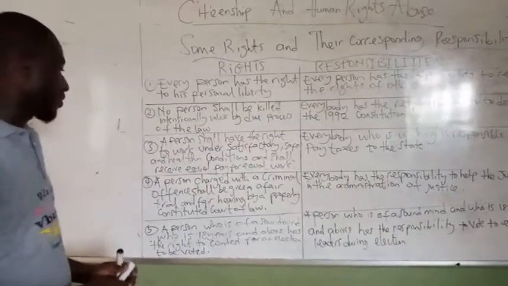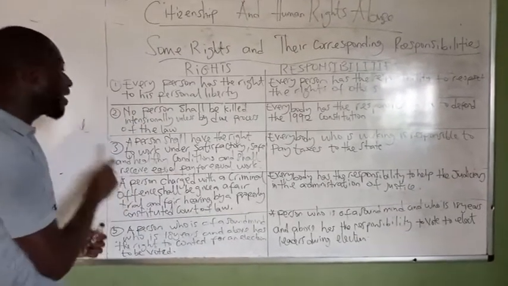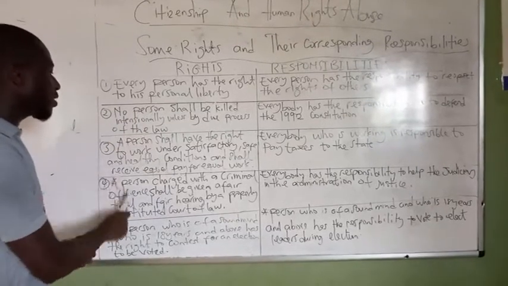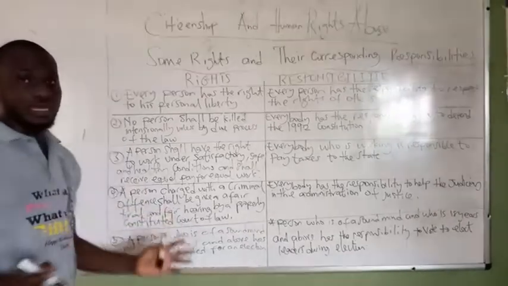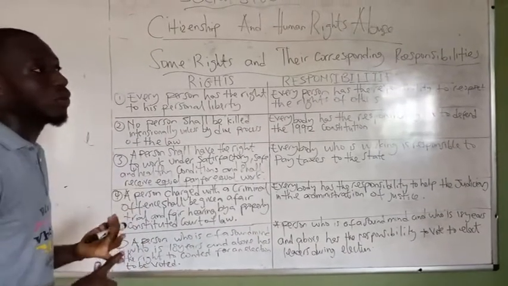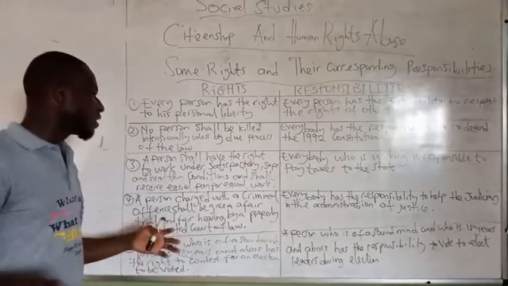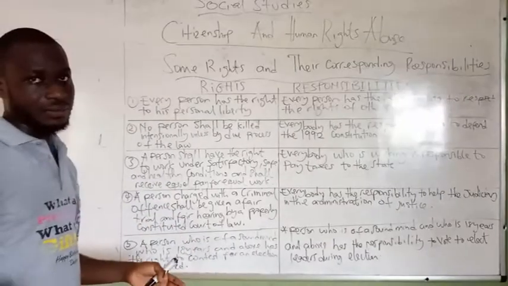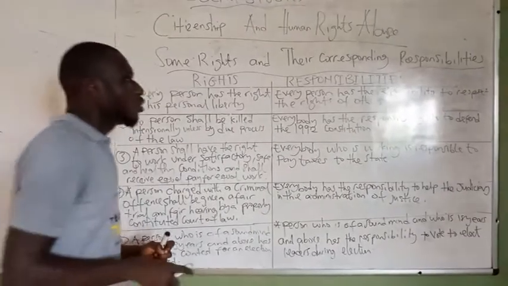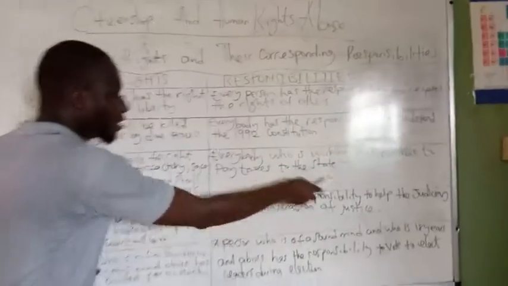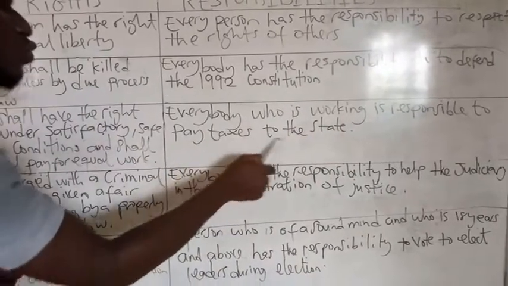Let's go to the third one. A person shall have the right to work under satisfactory, safe, and healthy conditions and shall receive equal pay for equal work. So you have the right to work in a very nice place, make sure that you are being paid well. As far as your hours of work is concerned, you also have the right to have a nice, conducive place to work. So if you are enjoying this, you also have the responsibility or the duty or the obligation to pay taxes to the state. So everybody who is working is responsible to pay taxes to the state.